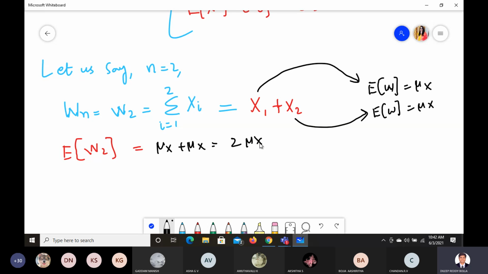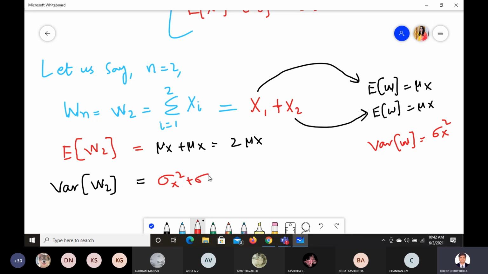Okay, now let us see how good you are at thinking. Now we are trying to find the variance of W2. Then what will happen? Variance of W is what? Sigma x square. Then this is going to be sigma x square plus sigma x square, which is 2 sigma x square. Okay, till now what we did is okay.